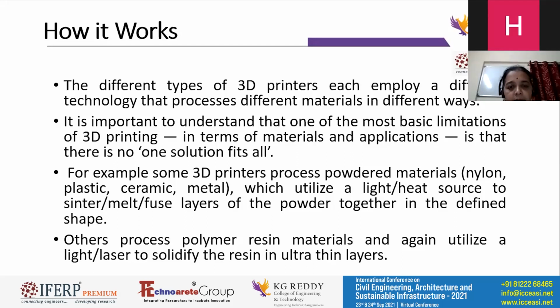For example, some 3D printers process powder material, such as nylon, plastic, ceramic or metal, and utilize light and heat sources to sinter, melt or fuse the layers of the powder together in a defined shape. In another process, polymer resin materials are used, again utilizing light or laser to solidify the resin in ultra thin layers.